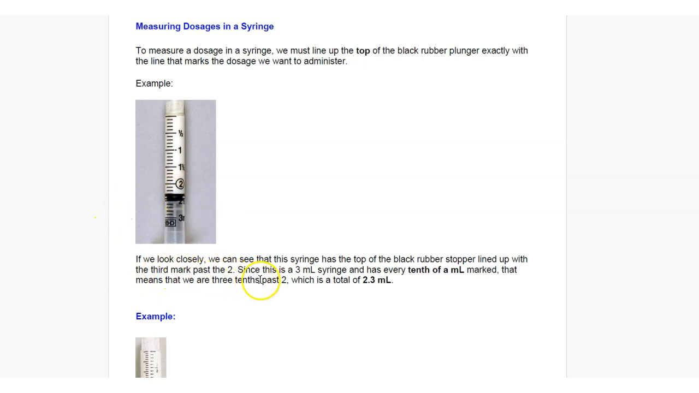So if we look closely, we can see that this syringe has the top of the black rubber stop lined up with the third mark past the 2. Since this is a 3 ml syringe and has every tenth of an ml mark, that means that we are 3/10 past 2. So if you look at this, this is 2, this is 2.1, 2.2, 2.3. So this is 2.3 mLs.